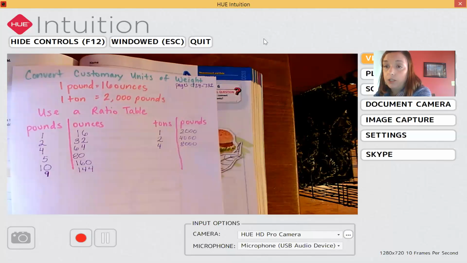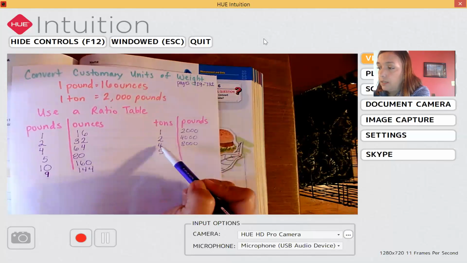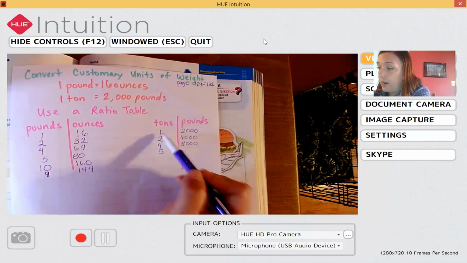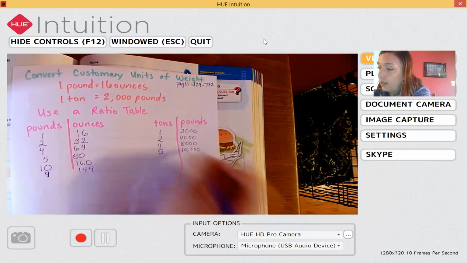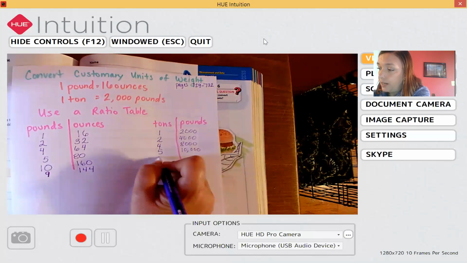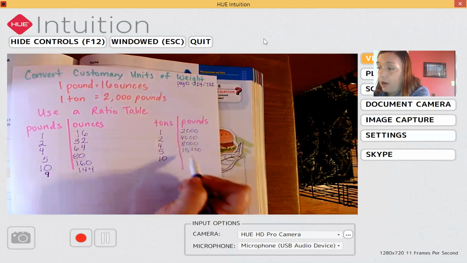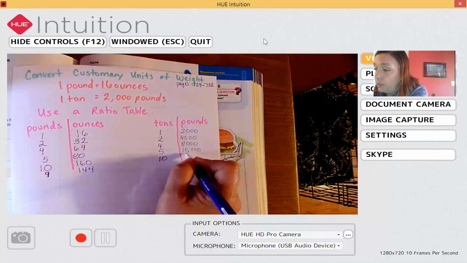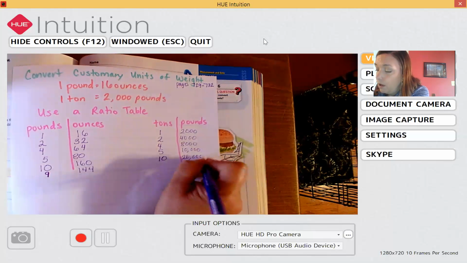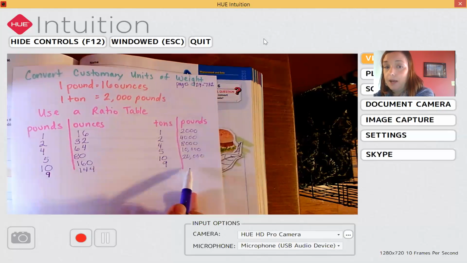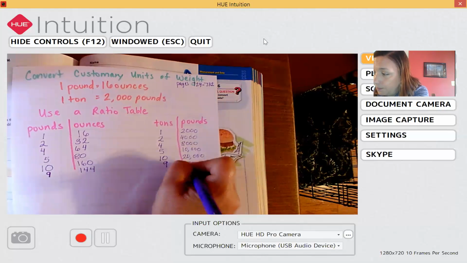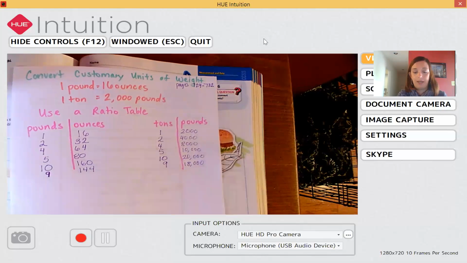Okay. Now if I want to go to 5 tons, I could add 4 tons plus 1 ton. So 8,000 pounds plus 2,000 pounds would give me 10,000 pounds. If I double 5 tons to be 10 tons, now I could double my pounds. 10,000 doubled would be 20,000. Now, if I wanted to take a ton away, I took away 1 ton, so I can take away 2,000 pounds from my 20,000, that would be 18,000. Okay. All right, so I've made my ratio tables.